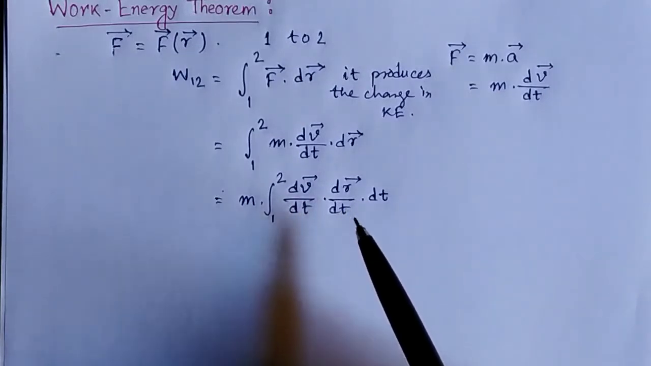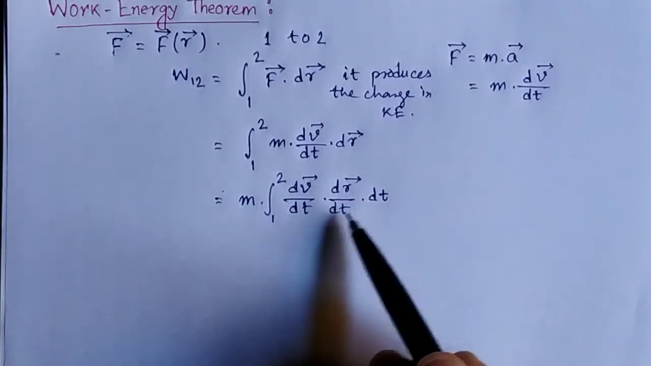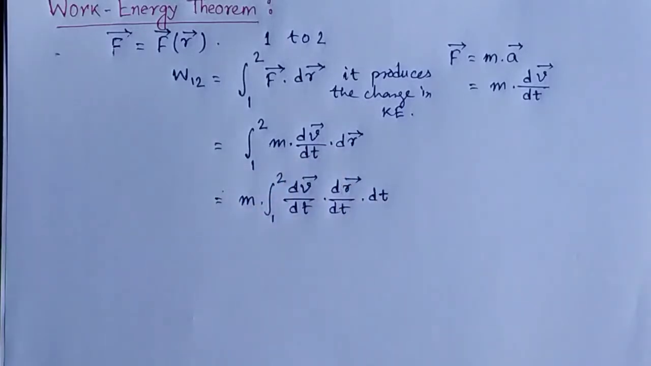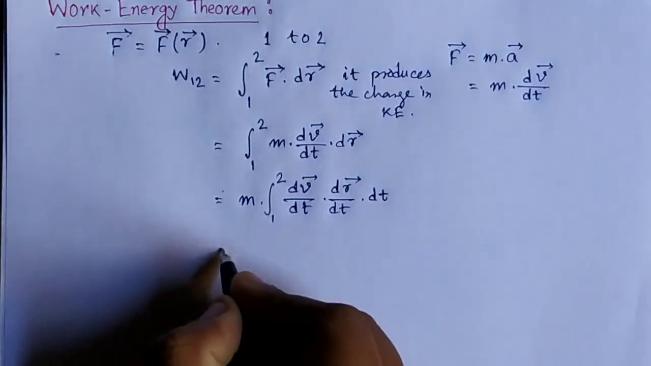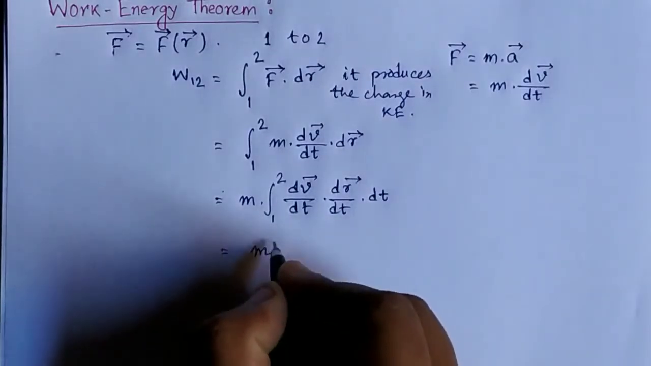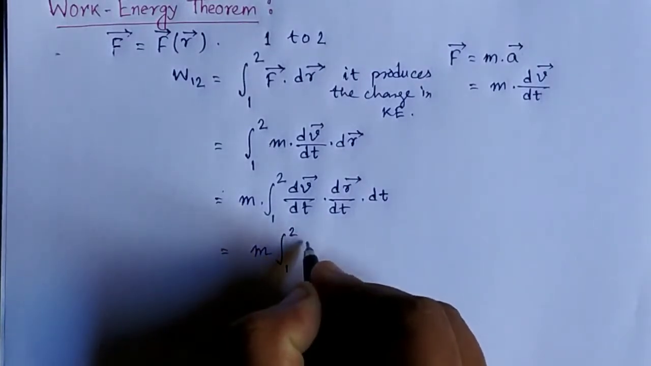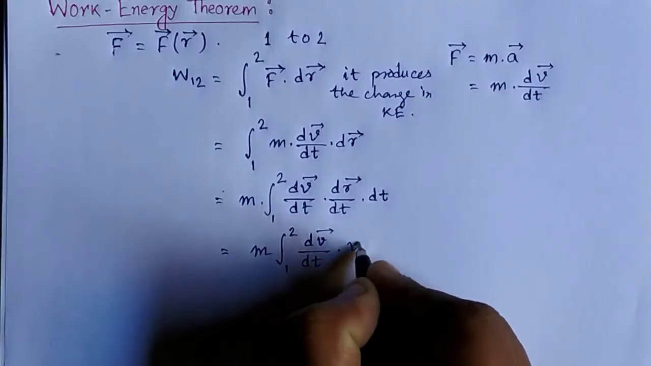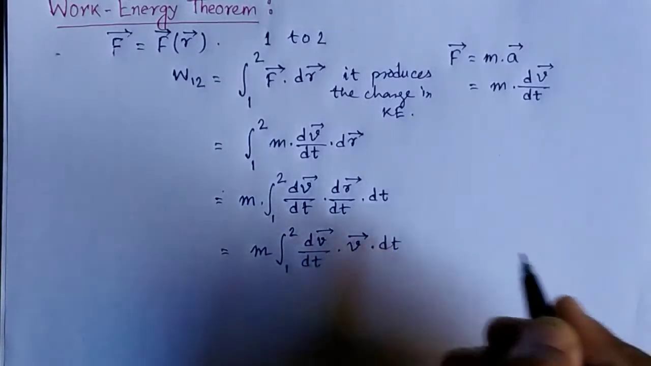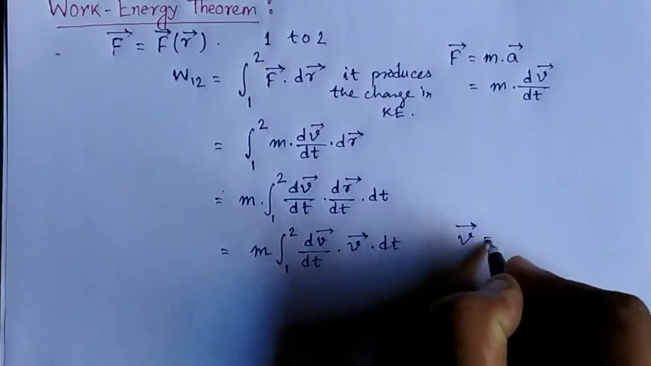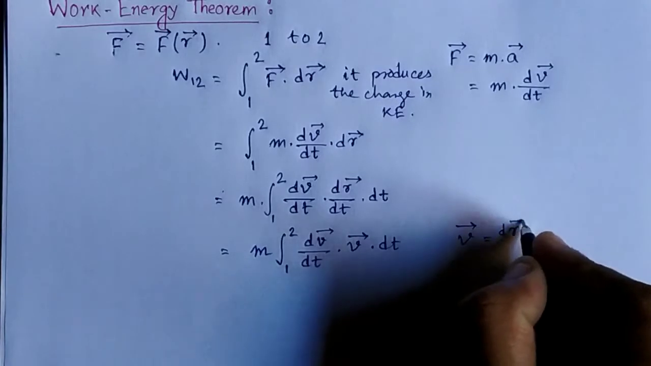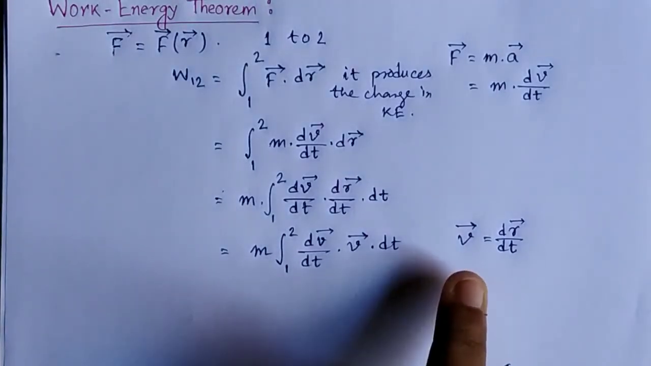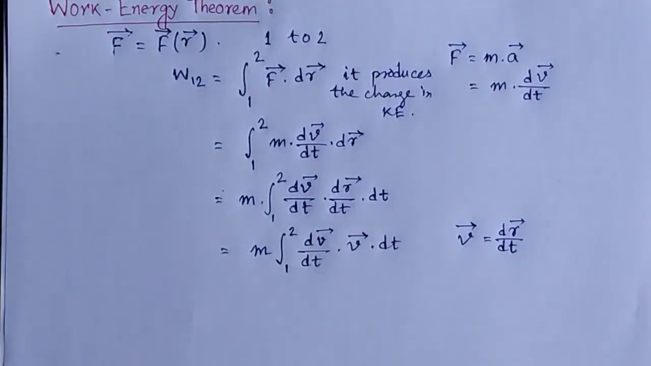You can also understand this concept: dt and dt cancel out, and the equation becomes dv by dt into dr. This is equal to m into the integration from 1 to 2 of dv by dt into v into dt, because v, the velocity of the particle, is equal to dr by dt, where r is the position of the particle and v is called the instantaneous velocity of the particle.